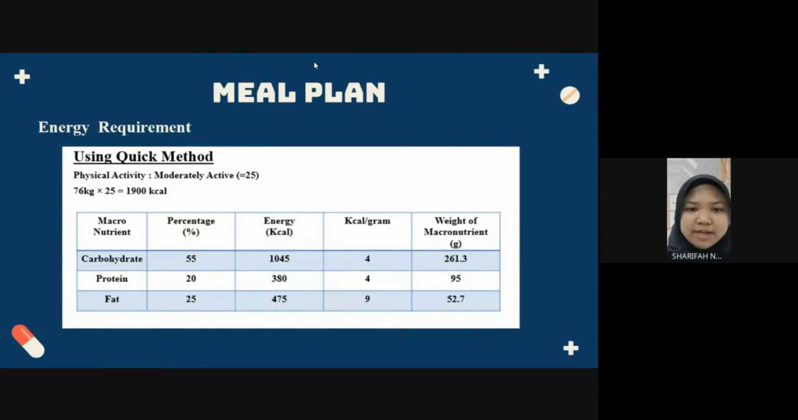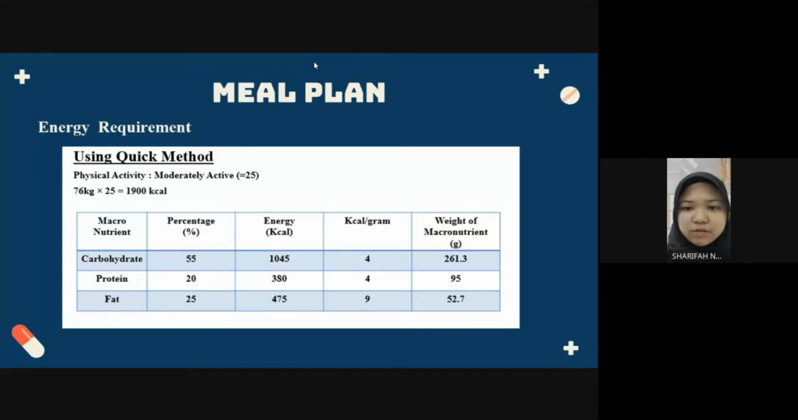Okay, next we go to the meal plan. For energy requirement, we are using the quick method. For physical activity, he is a lorry driver, so we consider it as moderately active. So we choose 25. The weight times the physical activity factor of 25 is equal to 1,900 kilocalories. It will be divided into carbohydrate, protein, and fat. For carbohydrate, we use 55%, for protein 20%, and for fat 25%.